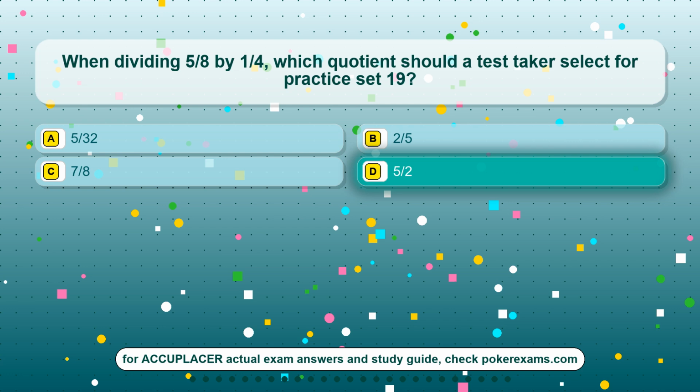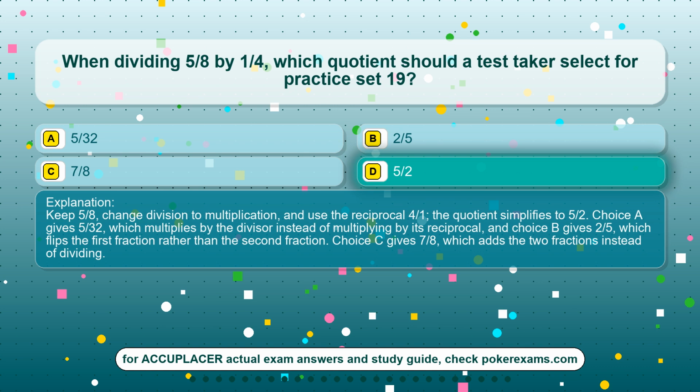The correct answer is option D, 5/2. Keep 5/8, change division to multiplication, and use the reciprocal 4/1. The quotient simplifies to 5/2. Choice A gives 5/32, which multiplies by the divisor instead of multiplying by its reciprocal, and choice B gives 2/5, which flips the first fraction rather than the second fraction. Choice C gives 7/8, which adds the two fractions instead of dividing.